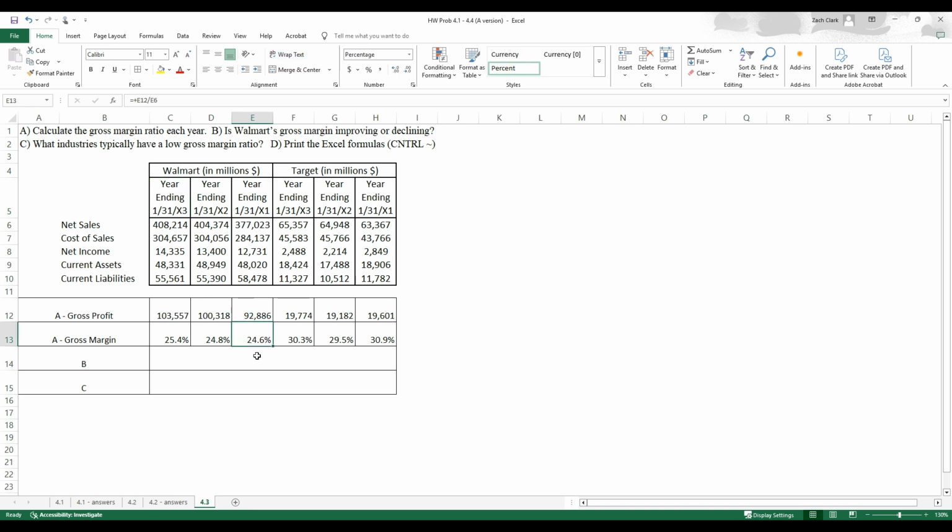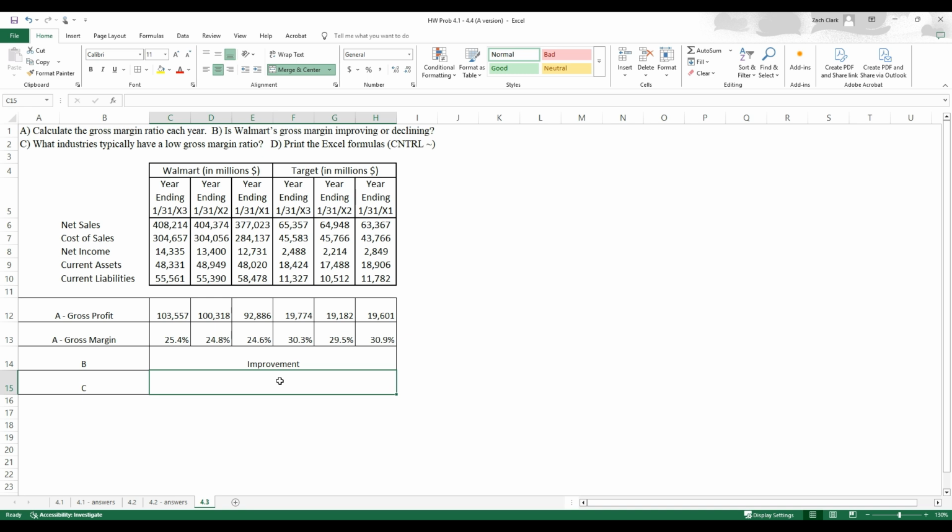So we're going from 24.6 for Walmart. At least the question here was, what is Walmart's gross margin, improving or declining? And so we can see an improvement over the 3-year period as it goes from 24.6 to 24.8, 25.4.